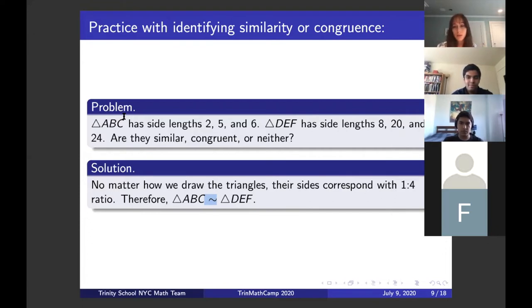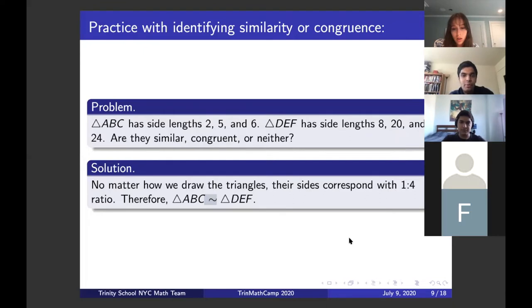And I saw a lot of people in the chat were also saying they're similar because they're a scaled up version of 4. That's just the same as what I said. They're similar and they're in a ratio of 1 to 4. Let's just see if you understand that.